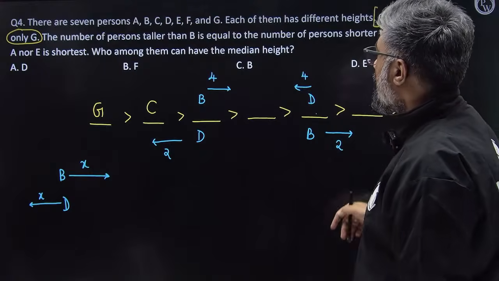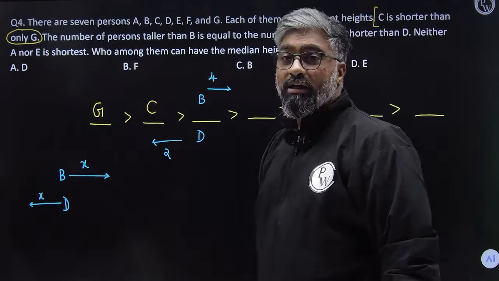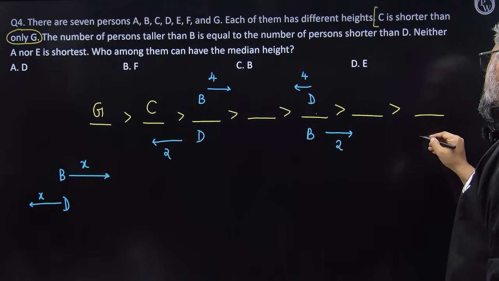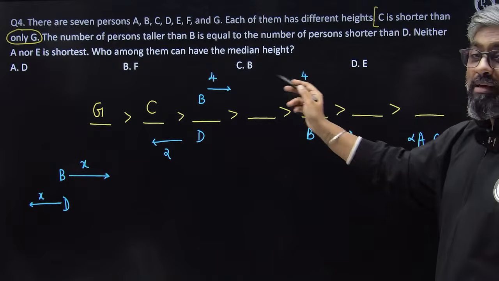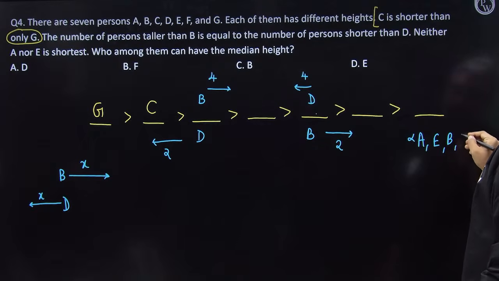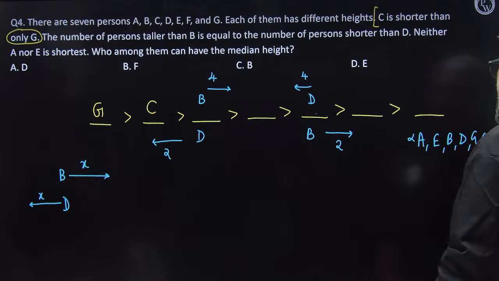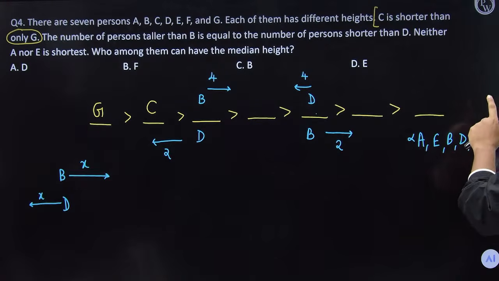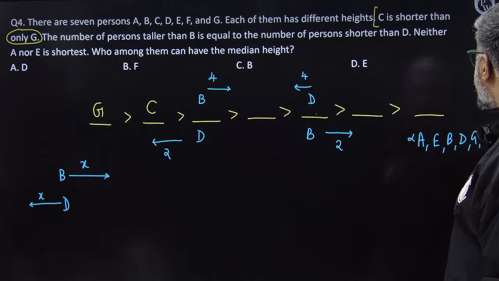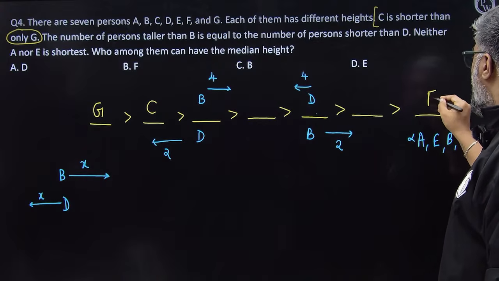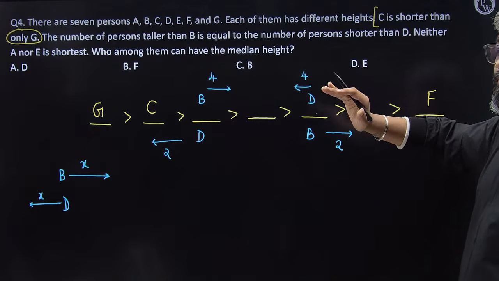That part is over. Now, one more condition that says neither A nor E is shortest. Shortest is here. They are saying A can't come here. E can't come here. I know for sure that B and D also can't come here. And I know that G and C also can't come here. Who's left then? I have A, B, C, D, E and G. Only one person is left. Who does it have to be? This person has to be F only. Correct? So I know who's the shortest. Shortest is who? F is the shortest. Cool? Good to go? Perfect.